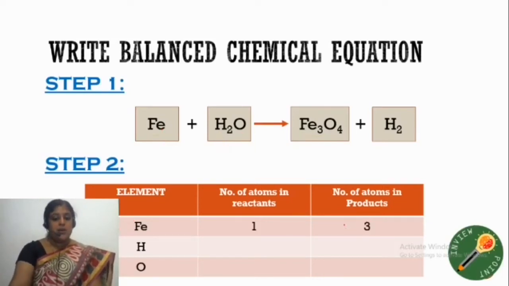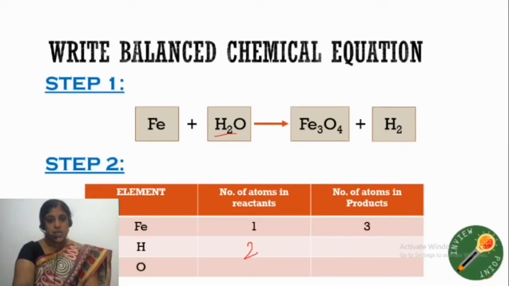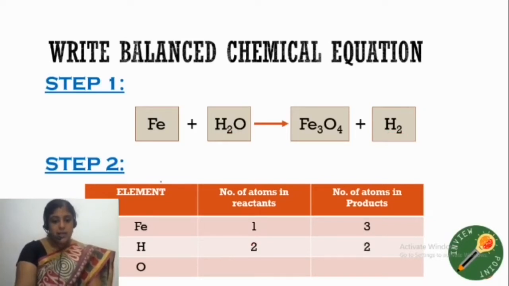Now let's take the hydrogen atom. Find the number of hydrogen atoms in the reactant side. See, it is H2, so there are 2 hydrogen atoms in the reactant side. And in the product side, it is again H2. So the number of hydrogen atoms in the product side is 2. Now find the number of oxygen atoms in the reactant side.